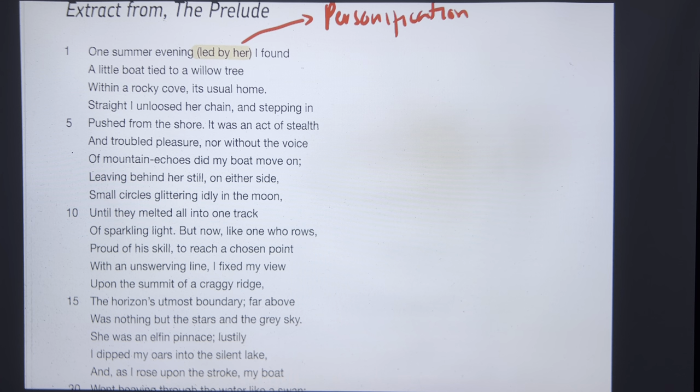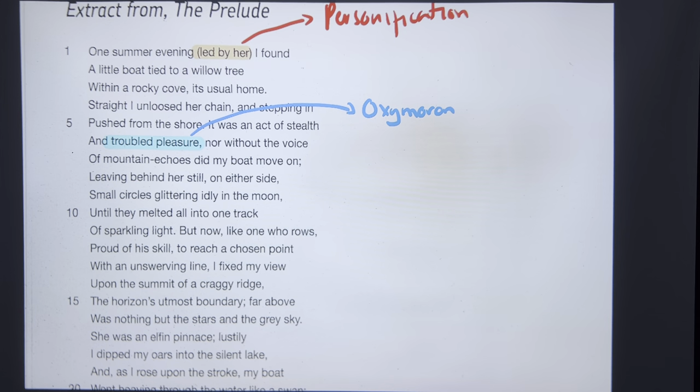Troubled pleasure, guys, is a good quote to learn. It's similar to the quote "tramped calmly" from Jekyll and Hyde, because it is an oxymoron. Now, what does this oxymoron represent? This oxymoron, guys, represents how the speaker knows that what he is doing he should not be doing, but he's doing it anyway. "Not without the voice of mountain echoes did my boat move on."